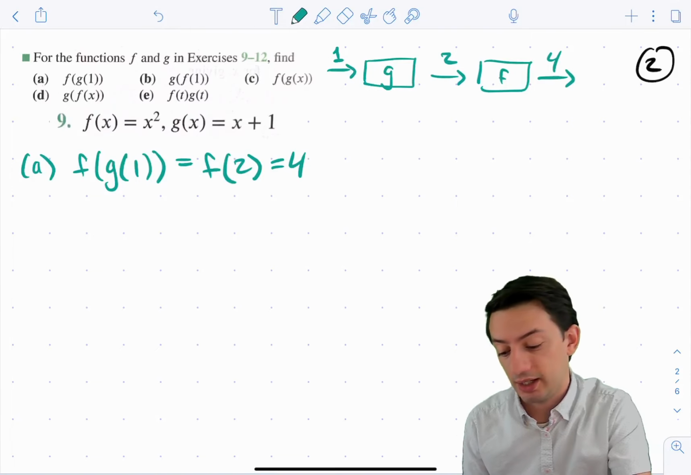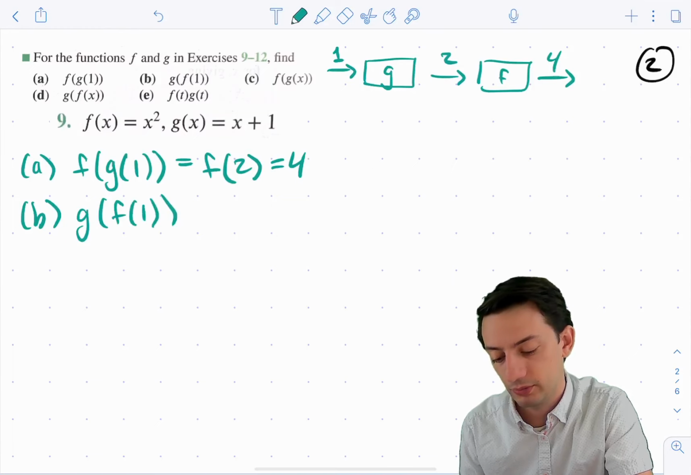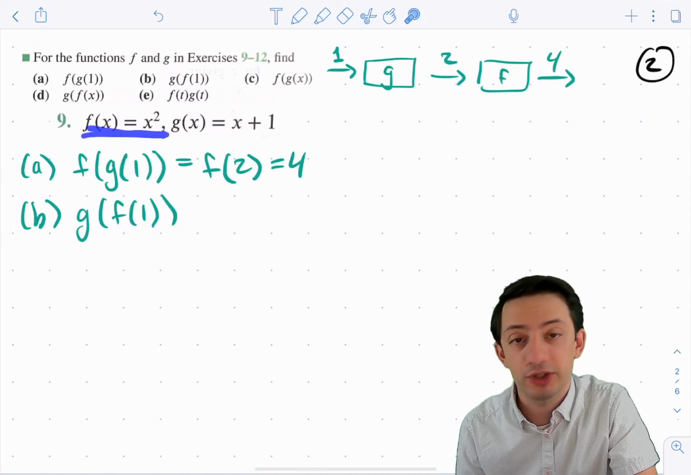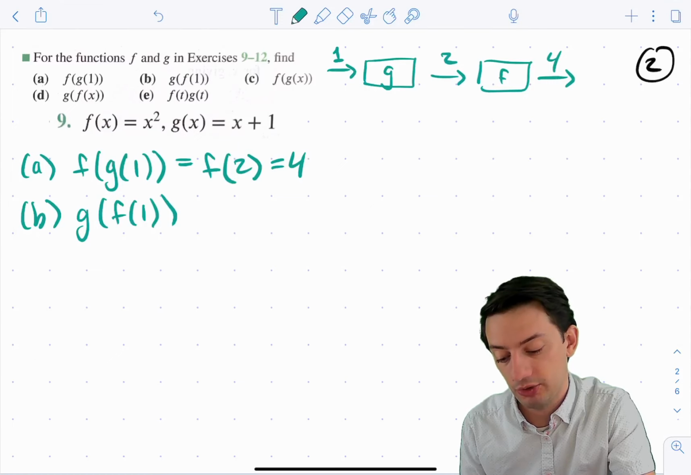Part B is kind of the same thing, but in reverse. This is g of f of 1. First we plug 1 into f, and we get 1 squared, which is 1. That output now gets plugged into g. So now we do g of 1.